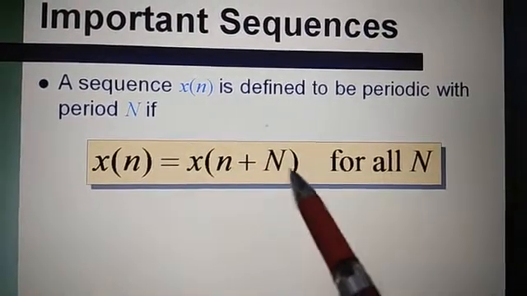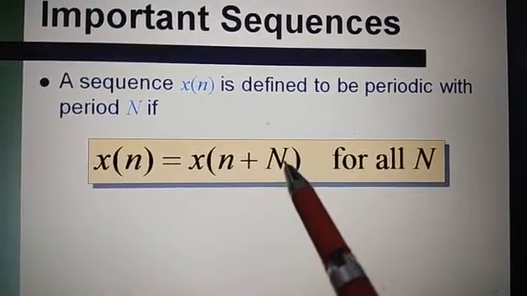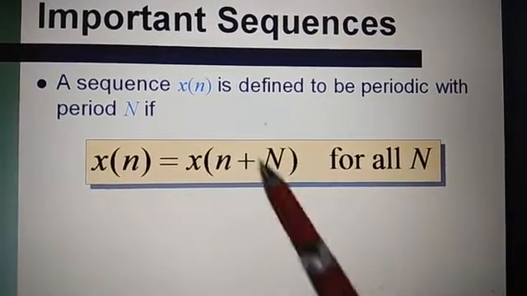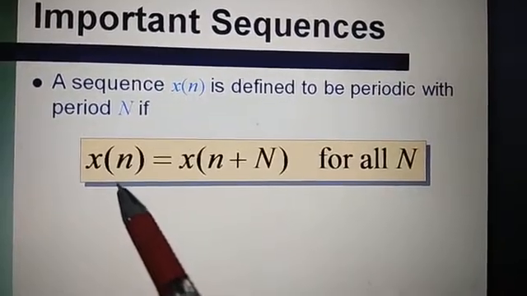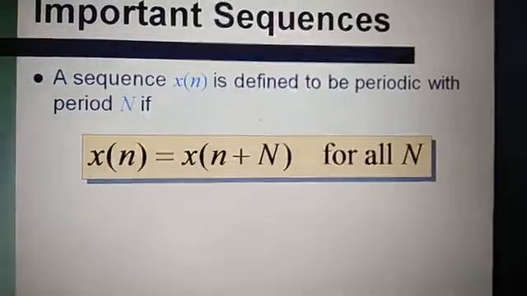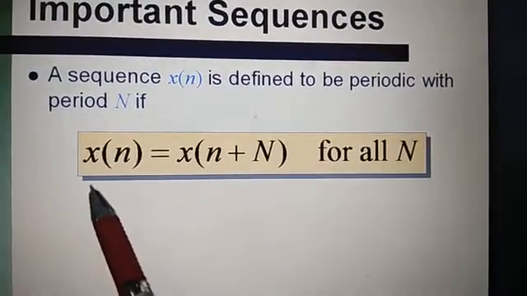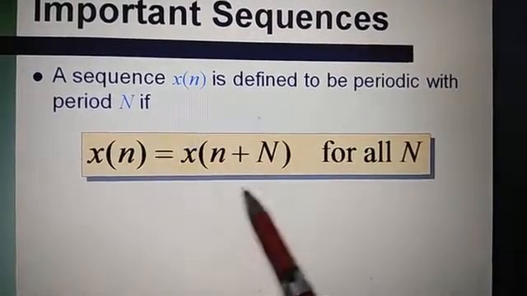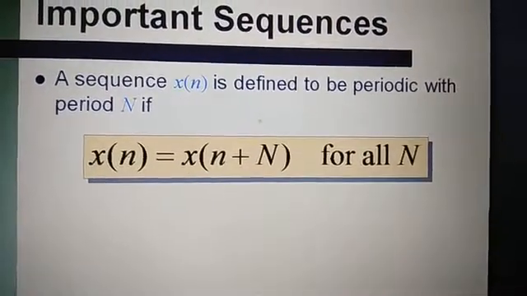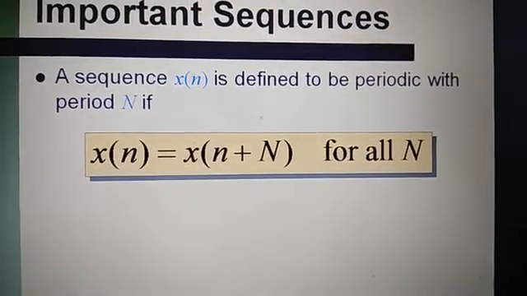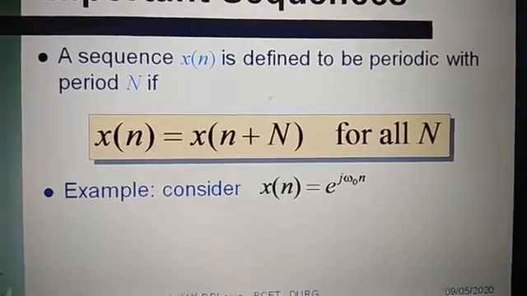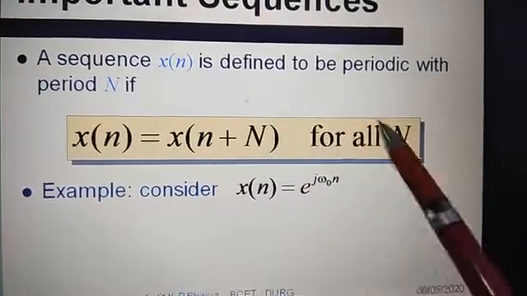x of n is equal to x of n plus N. That means if I consider capital N is equal to 8, after every 8 samples you will get the original signal. So this is called periodicity. In terms of the time domain, you can write x of t is equal to x of t plus capital T, where capital T is the period in the case of the time domain. So this type of signal can be a periodic signal.